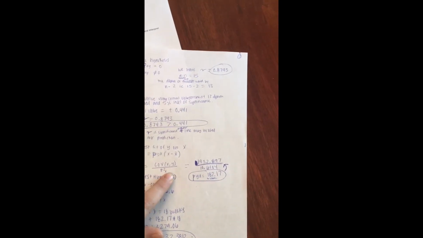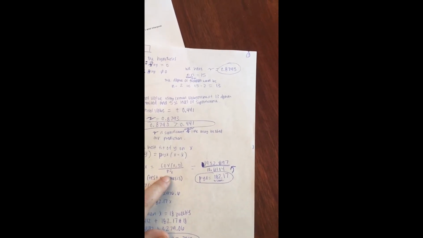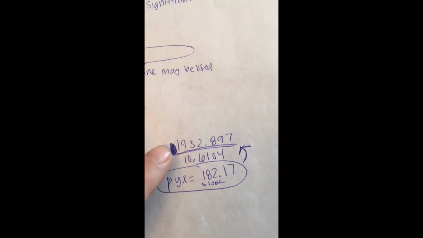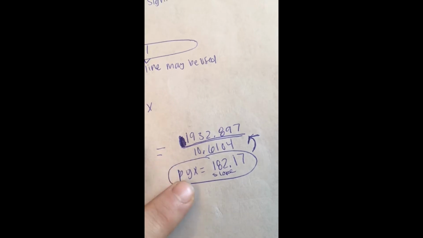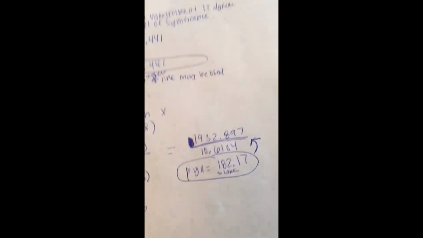For the line of best fit of y on x, we're going to punch numbers into this equation, and we're just trying to find the slope. Basically, b equals the sum of xy minus the sum of x times the sum of y over n, divided by the sum of x squared minus the sum of x, squared over n. What we get is 1932.897 over 10.6104, which gives us 182.17, which is going to be our slope.